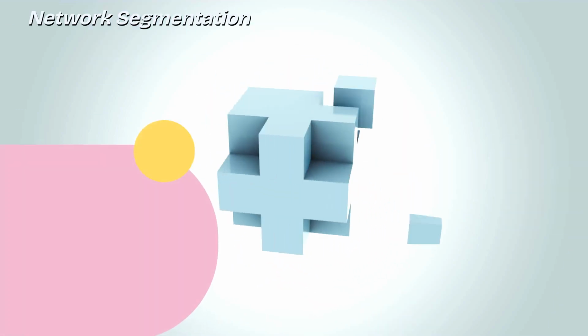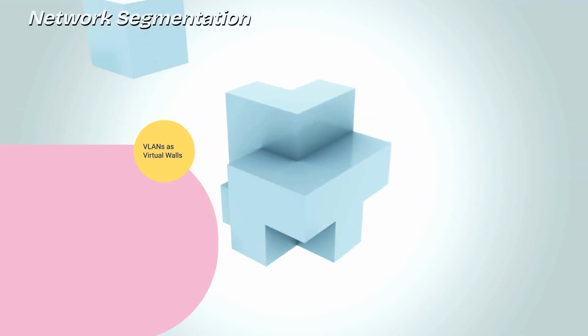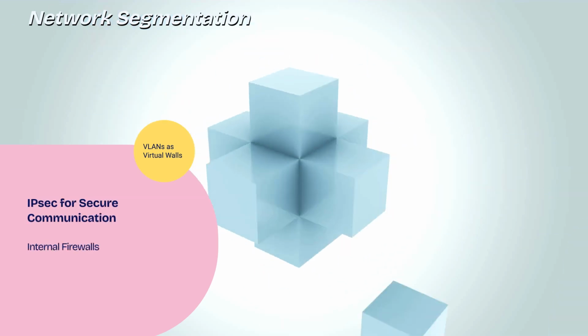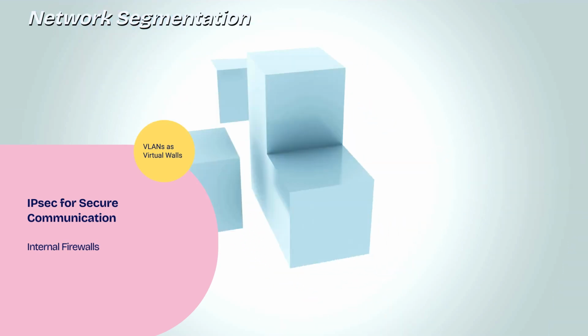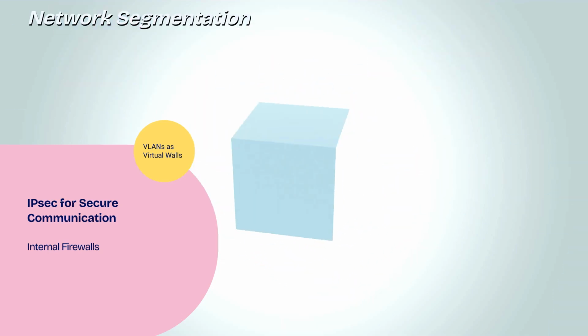Now let's consider how we segment. Traditionally, we use VLANs, which are like virtual walls in your network, but there are other ways too, like using IPsec for secure communication or internal firewalls to control traffic. And then there's air gapping, where you physically isolate some parts of your network from others, like keeping your most sensitive data on a computer that's not even connected to the internet.